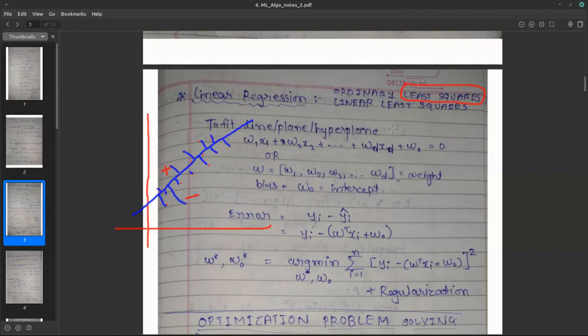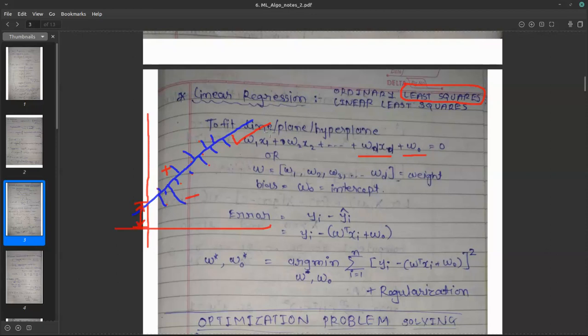So I need to take the squares of the error that I'm making while fitting the line given the data. This is a line in 2D. In 3D it will be a plane. If you go to higher dimensions, it would be a hyperplane, right? A linear hyperplane is always linear, right? So I'm trying to fit the hyperplane. The equation of the hyperplane is w1x1 + w2x2 up to wdxd, for a d-dimensional hyperplane, plus some bias w0, the intercept, equal to 0.